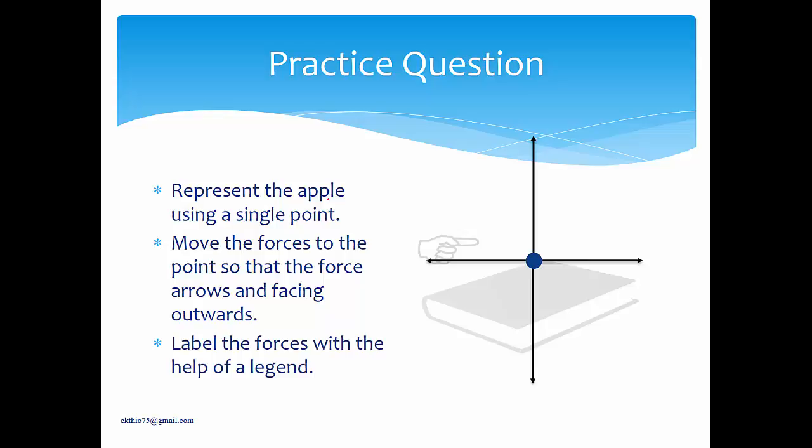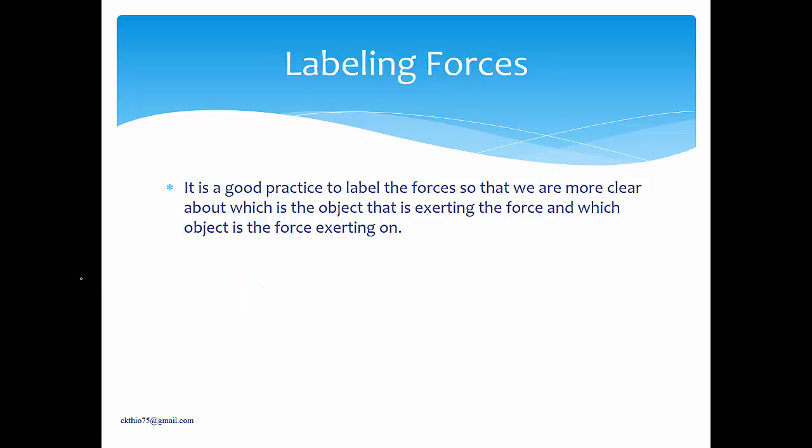And label the forces with the help of a legend. So A for apple, B for book, E for earth, and F for finger. These are the forces: weight, friction, push, and the normal force. We'll talk about the representation of this subscript in the next slides.